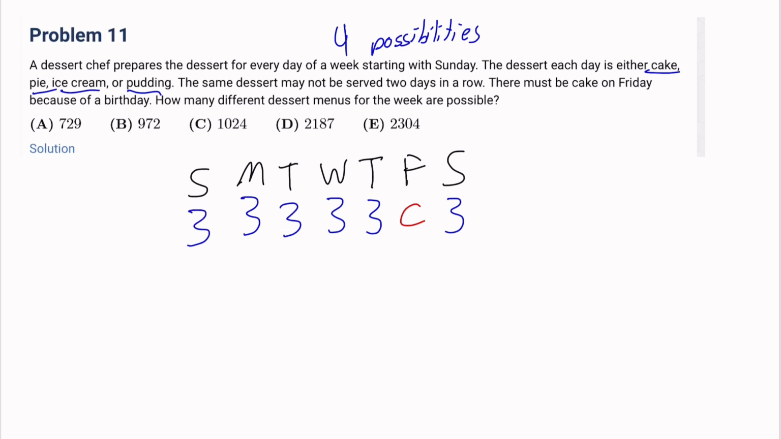So the total number of possibilities is this times this times this times this times this times this, right? So it's 3 to the 6th power, which is 9 to the 3rd power, which is 729. So the answer is A.